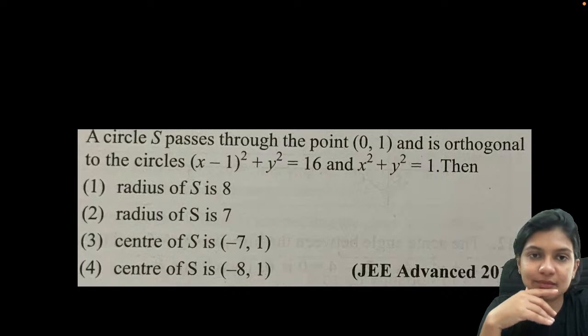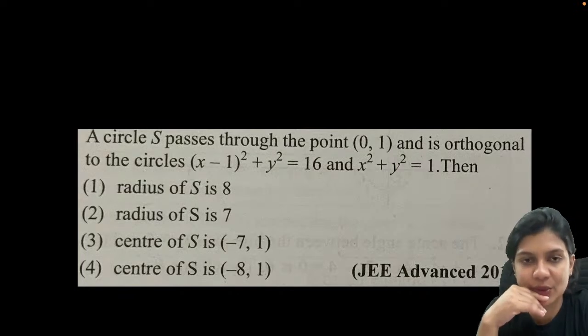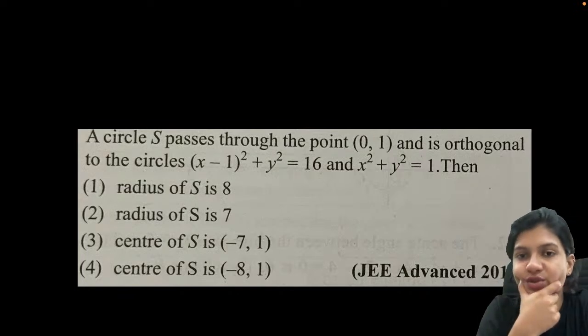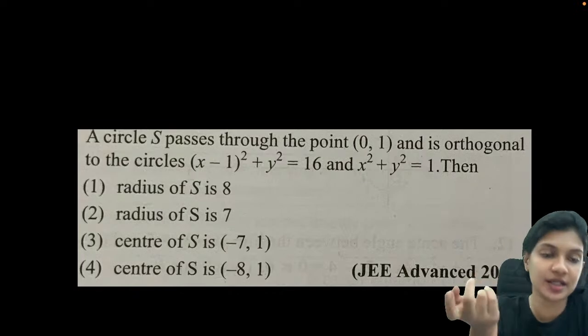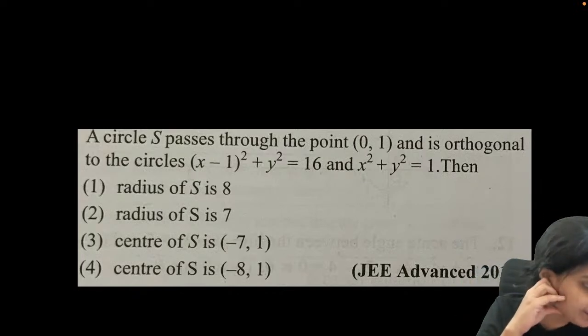Circle S passes through the point (0, 1) and is orthogonal to the circles (x − 1)² + y² = 16 and x² + y² = 1. Then, which among the four options are correct? So this is a JEE Advanced 2014 question.